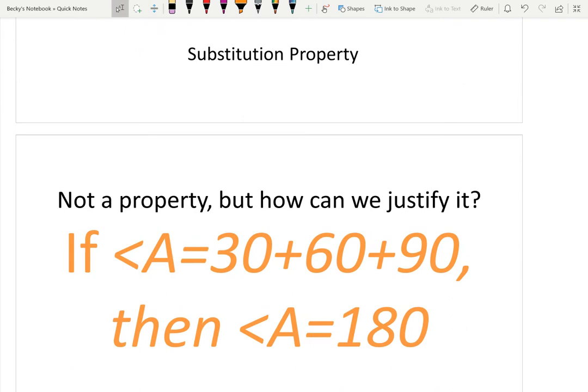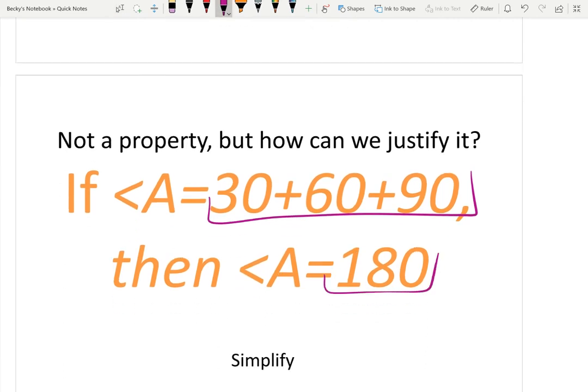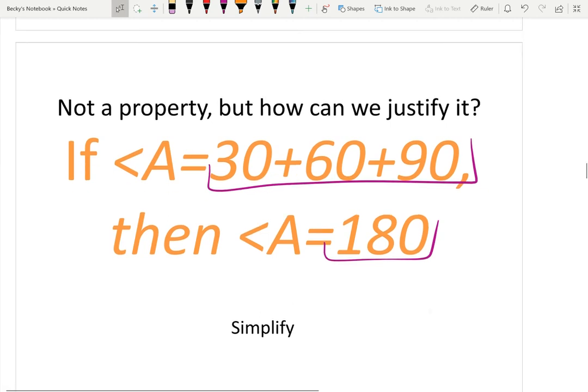Okay, so this is not a property. We kind of talked about it earlier when I combined things together. So notice I'm adding on the right side, but are you adding on the left side? No, you're just combining them together. You're collecting them. So when I add it together, I get 180. So this is called simplification, or you could say simplify. You're just grouping like things together. Okay, so that's technically not a property, but we list it as one of the steps, okay?